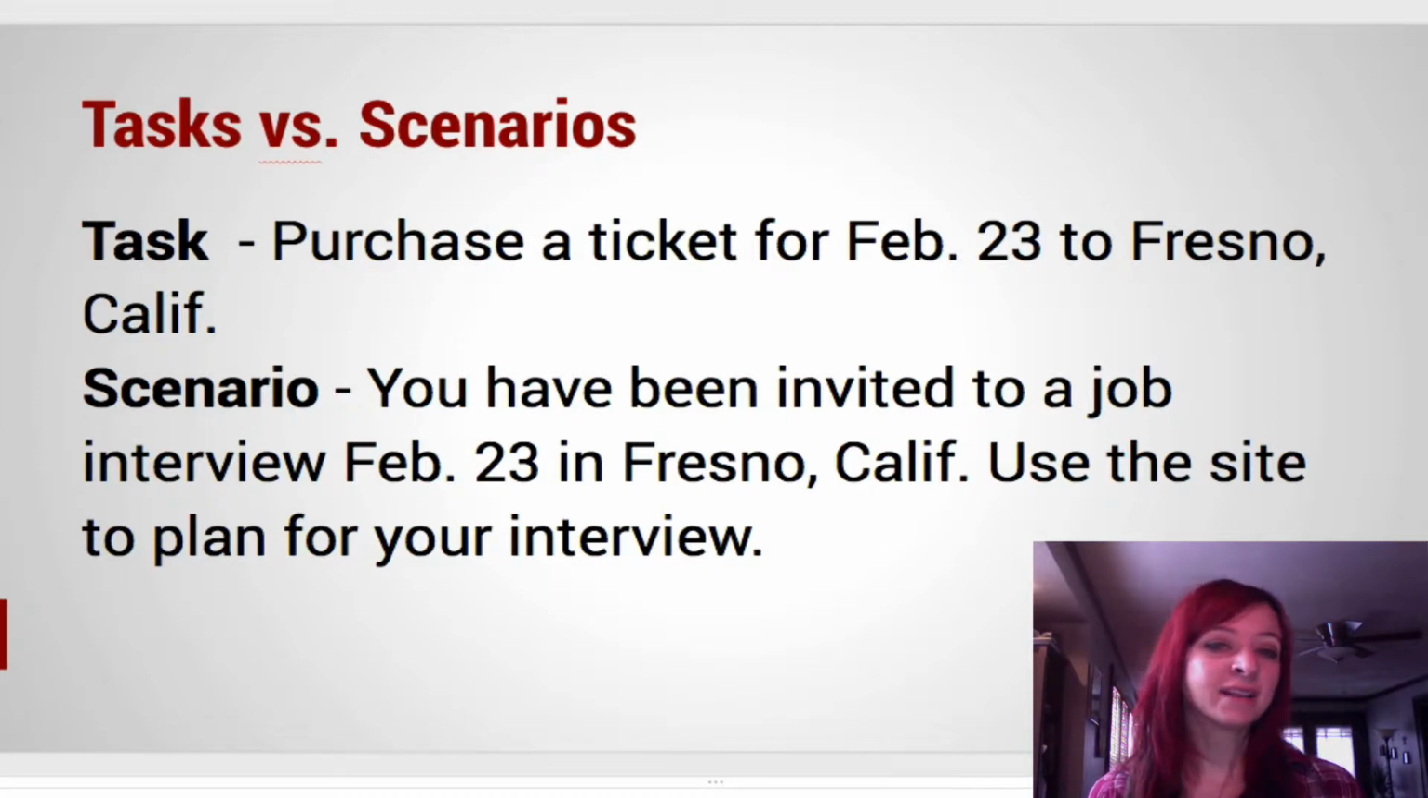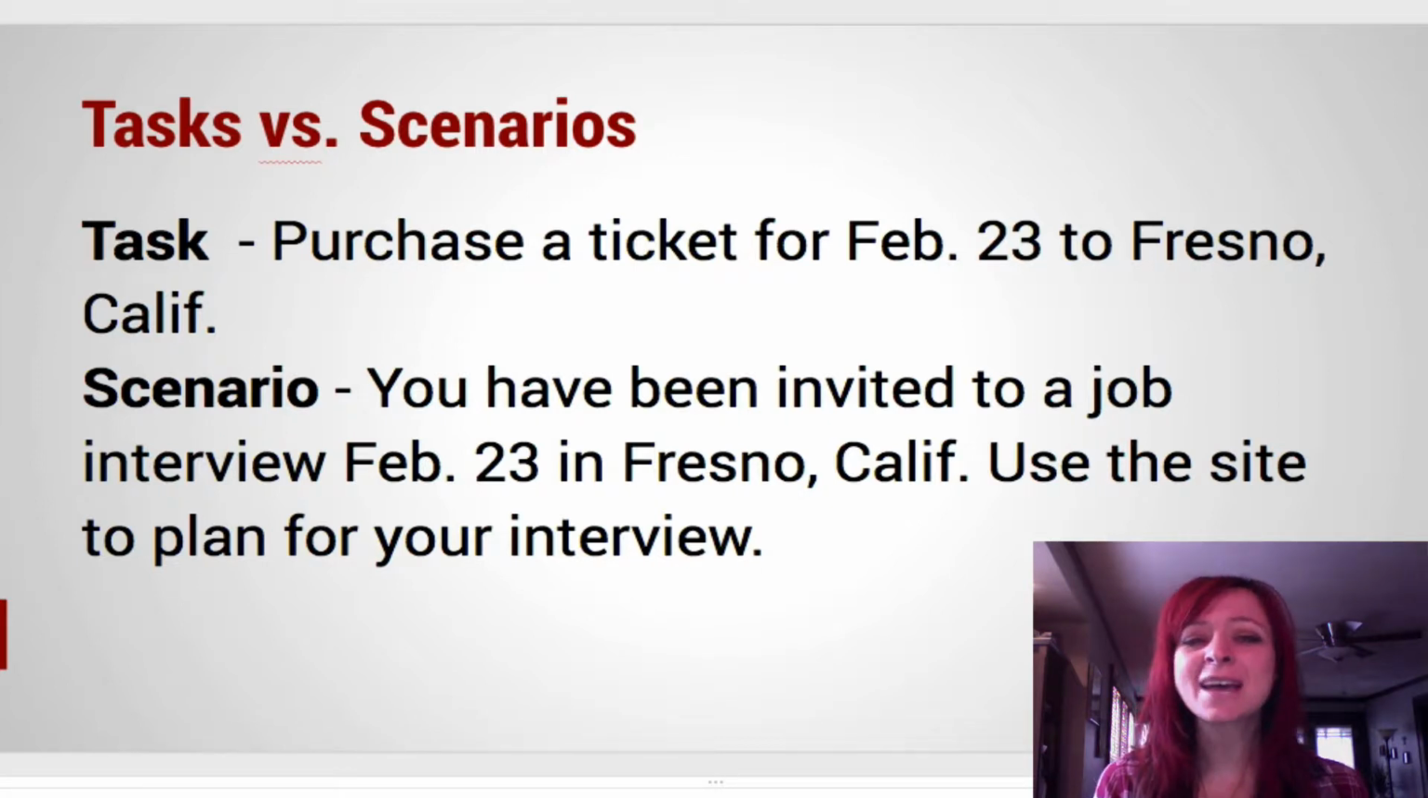If we go back to the airline example, a task might be something like purchase a ticket for February 23rd to Fresno, California, and that's going to test whether or not the user is able to find the area of the site where they would buy a ticket, and whether or not they're able to go through the steps of buying a ticket. However, you could rephrase this in a scenario-based test to give a narrative scenario. You've been invited to a job interview February 23rd in Fresno, California. Use the site to plan for your interview.